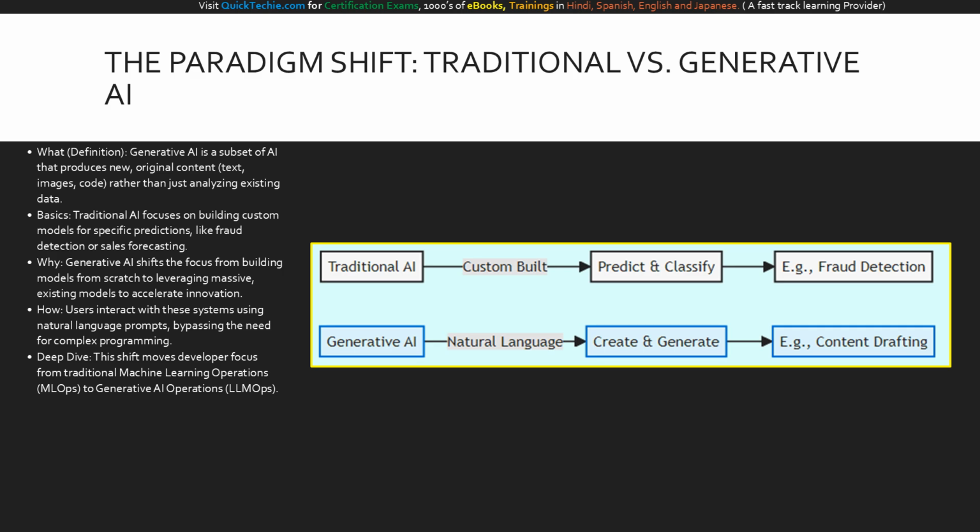Take a look at the diagram on your screen. On the top path, we see the traditional AI lifecycle. It requires custom-built architecture designed strictly to predict and classify, culminating in highly specific use cases like anomaly detection.